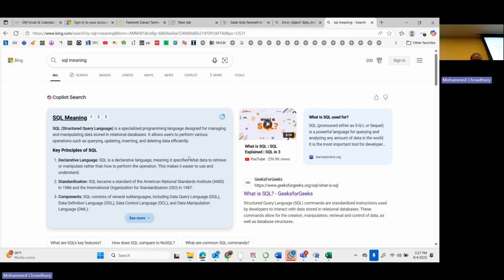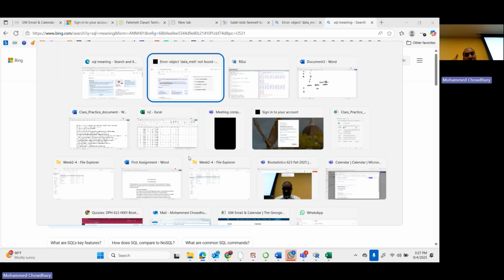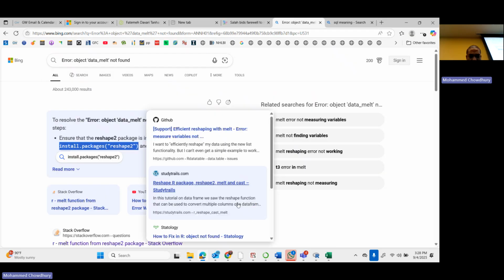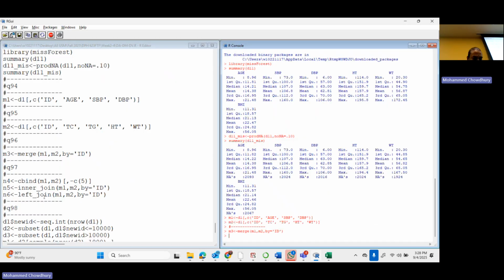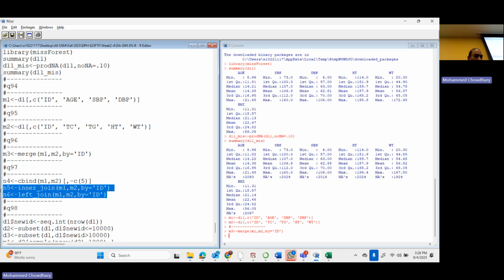People also call it SQL. It originally started from a different name, from a French company, something like that, then they changed it to SQL. Anyway, these are the same thing: left join, inner join. These are the codes directly coming from SQL.